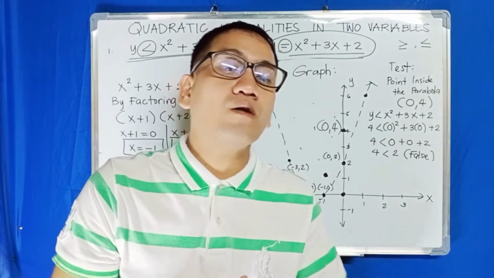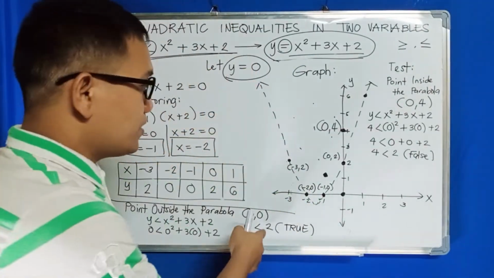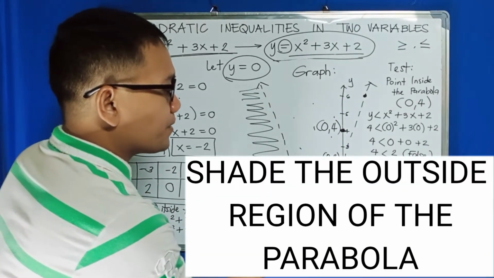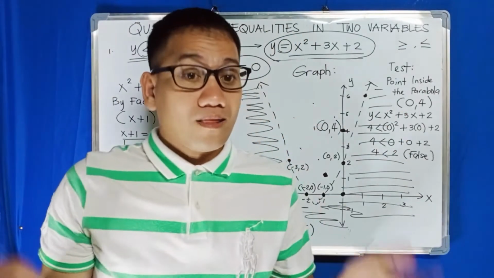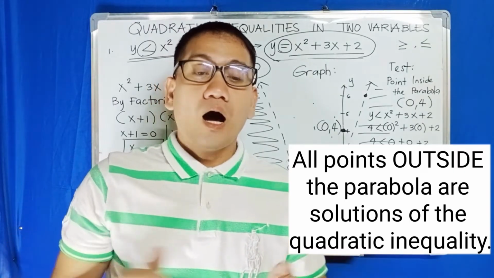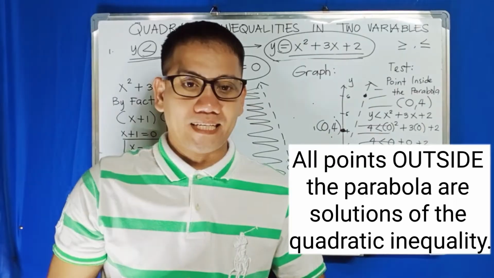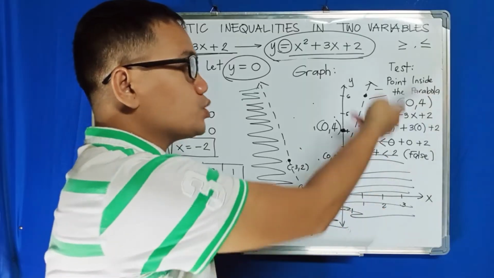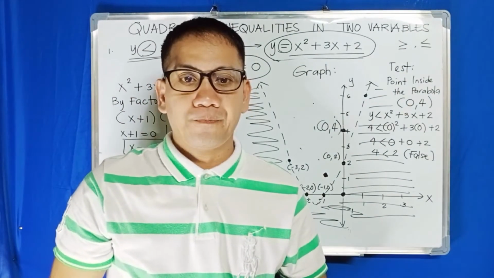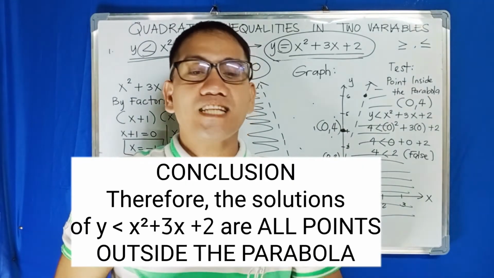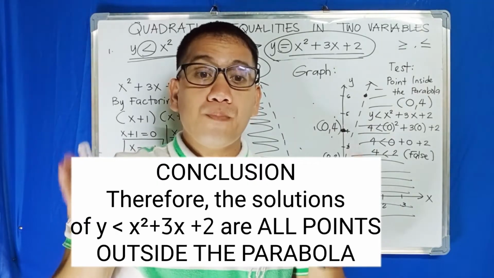Because we tested that the point outside the parabola is true, this means we will shade points outside our parabola. And what does it signify? This means that all points outside our parabola are considered solutions of our quadratic inequality. So all points found outside our parabola are solutions of our quadratic inequality. For our conclusion, we can state that the solutions of y < x² + 3x + 2 are all points outside our parabola.